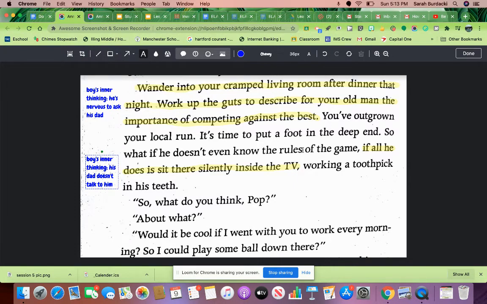And then over here the narrator says, if all he does is sit there silently inside the TV. So again, we get the boy's inner thinking. His dad doesn't talk to him much. He's kind of a zombie sitting on the couch watching TV, doesn't really interact with the family too much. So again, we're sympathizing with the narrator.